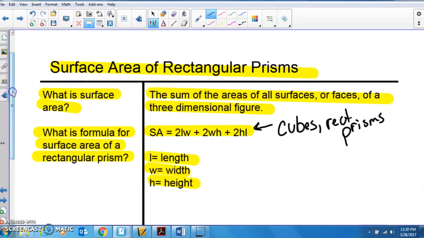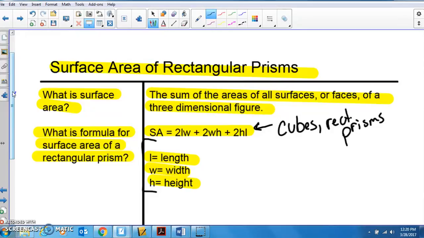All right, surface area. Surface area is the sum of the areas of all surfaces or faces of a three-dimensional figure. So what is the formula for surface area of a rectangular prism? Our formula is surface area equals 2 times length times width, plus 2 times width times height, plus 2 times height times length. L is the length, W is the width, H is the height. This is a simple formula, so this one should be a pretty easy one for us to start off with. So let's just get right into it.